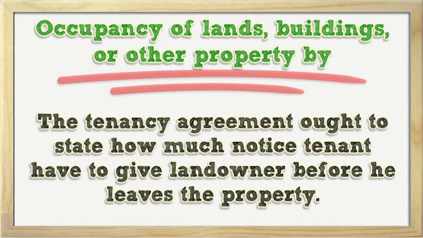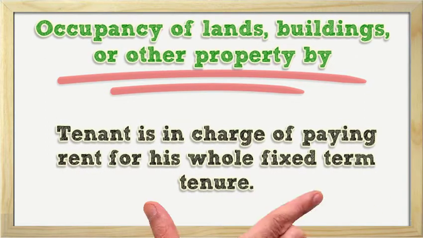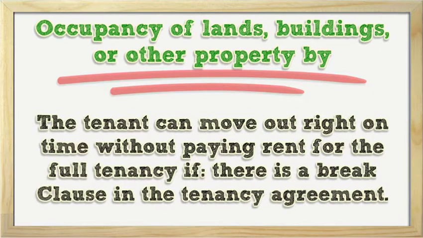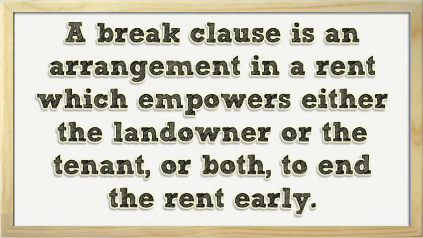The tenancy agreement ought to state how much notice the tenant has to give the landowner before he leaves the property. The tenant is in charge of paying rent for his whole fixed-term tenancy. The tenant can move out early without paying rent for the full tenancy if there is a break clause in the tenancy agreement. A break clause is an arrangement in a lease which enables either the landowner or the tenant, or both, to end the lease early.